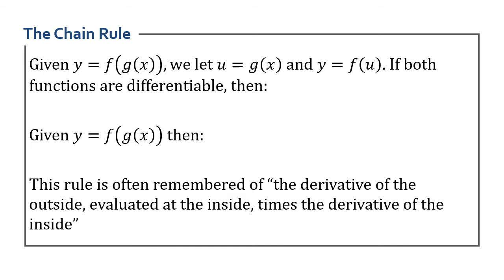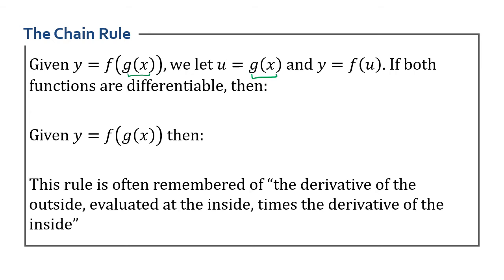All right, I think we're at a point where we can actually bring this chain rule in. So given y equals f of g of x, so we have a composition of functions, if we let u equal that inside function, and then we're letting y equal the function at that inside function, so f of u, not fu, f of u.